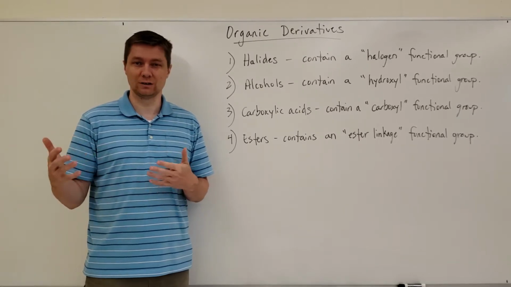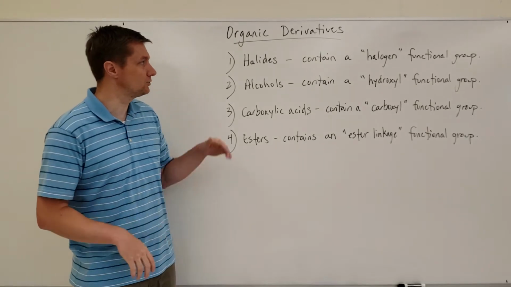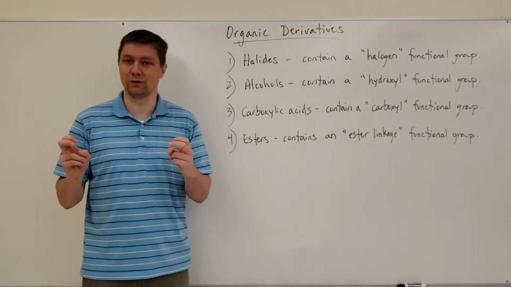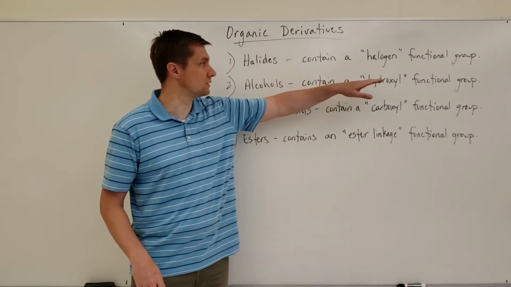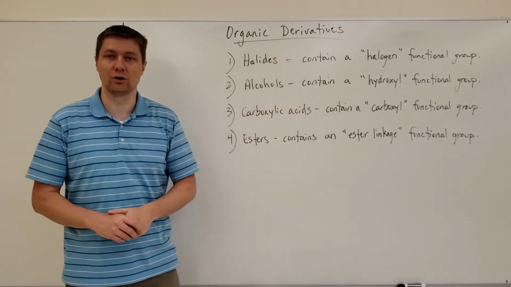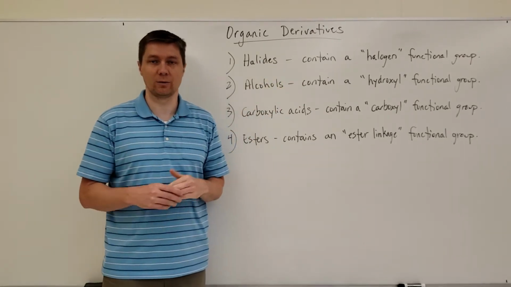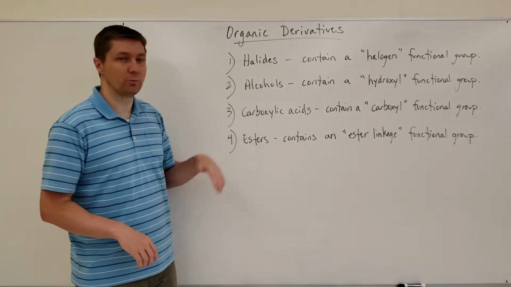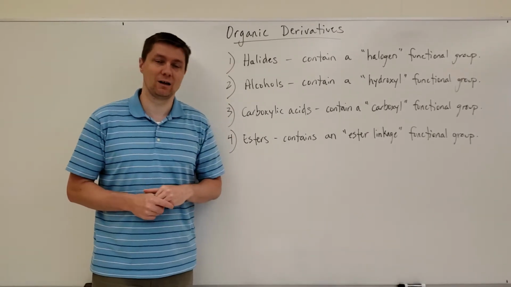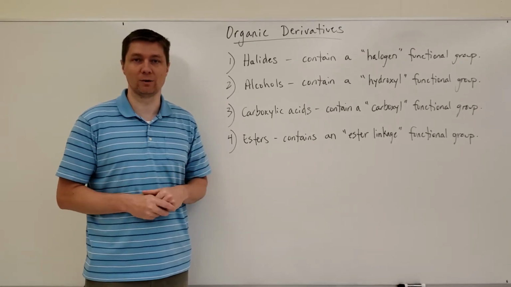We'll go through the details of each one as we get to each organic derivative, but you can see here that each organic derivative contains what's called a functional group. They're listed up here on the board in quotation marks. So halides contain a halide functional group, and then hydroxyls, carboxyls, and ester linkages. We'll talk about each one of those. In the next clip, I'm going to jump into the first one, which is halides, and talk a little bit more in detail about what they are, what they look like, and how we can name them.